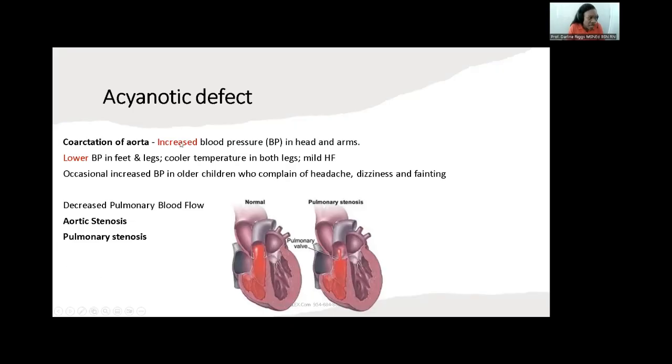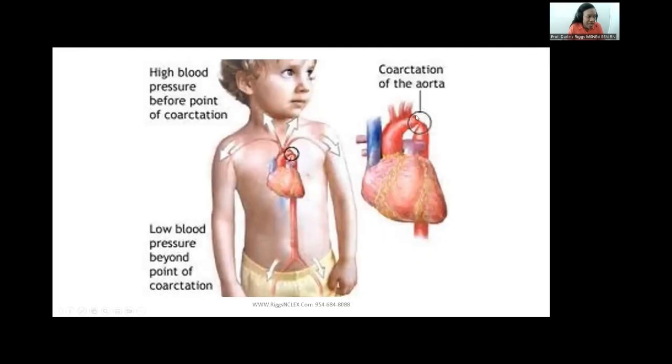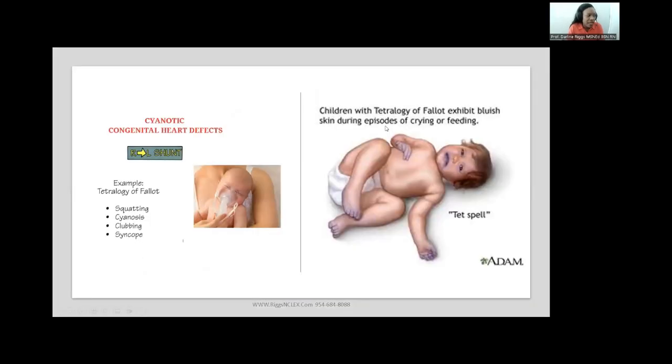And then the big one, lots of test questions on coarctation of the aorta. Not lots, but one for sure, with you knowing the difference between the blood pressures from the top and the lower. Okay, very different. Very high in the head and arms, but low in the lower extremities. And they're even cooler in the lower extremities. Okay. And this is a nice visual with that. Your cyanotic, they're blue, they're squatting, they're clubbing of the finger, they're syncope. So I've seen several multiple choice and select all that apply. So this is a great one.